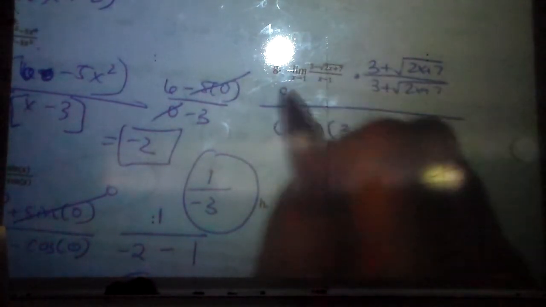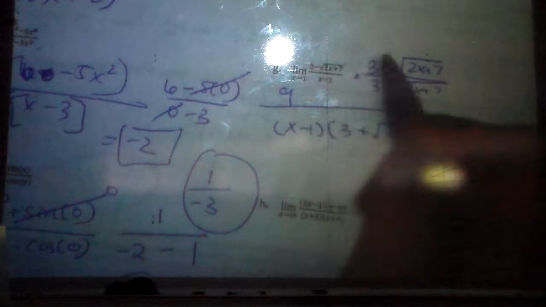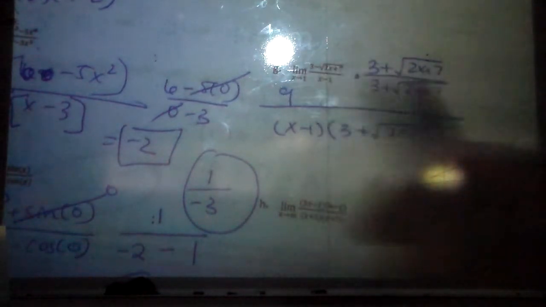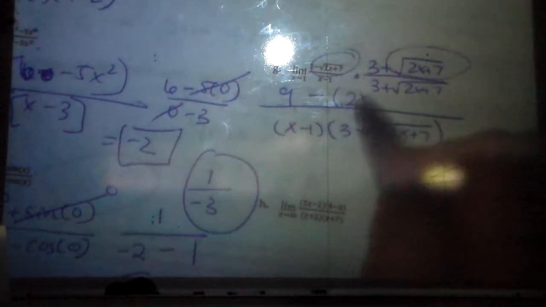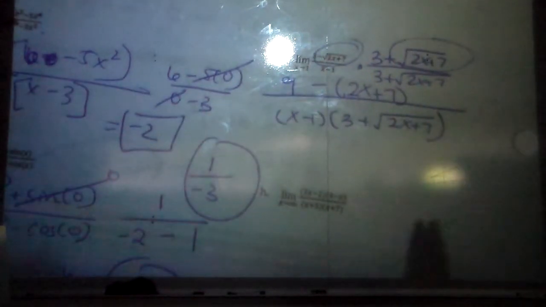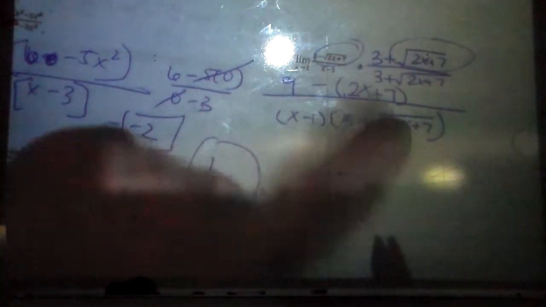3 times 3 is 9. 3 times this and 3 times the positive version will cancel out. So now I just have this times this. So that's going to be minus what's inside. When you are subtracting, all of that got subtracted. So this becomes, I'm going to do this off to the side, 9 minus 2x minus 7, which is minus 2x. 9 minus 7 is plus 2. So this is negative 2x plus 2.